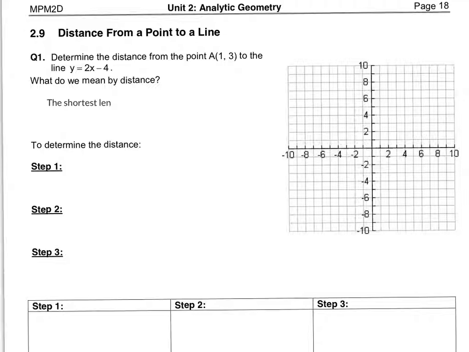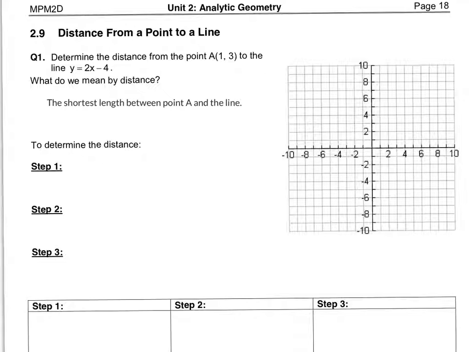length between point A and the line. Now, when we mean shortest distance, we know that the shortest distance always meets at a right angle to the line in question.